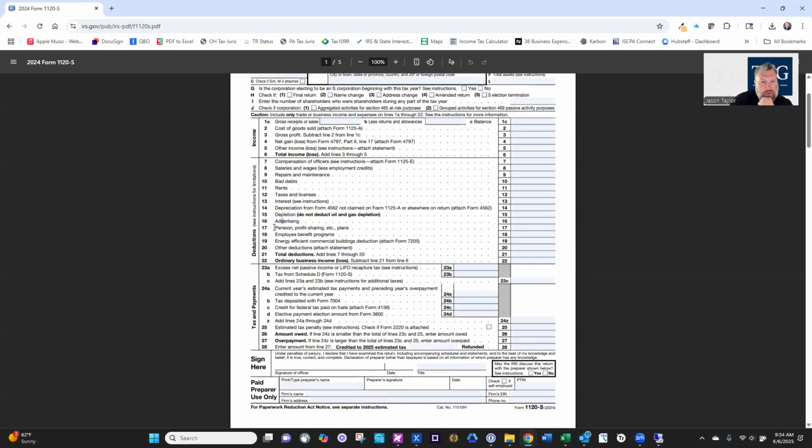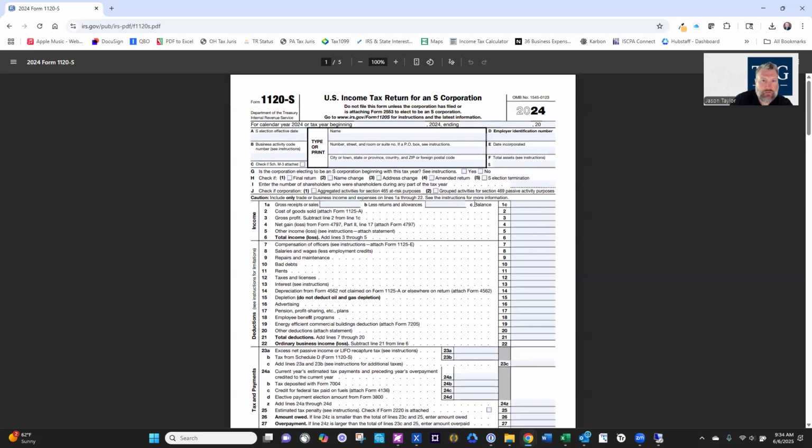Advertising, pension, profit sharing, etc., employee benefits, and then energy efficient commercial building deduction. That's kind of your credits type stuff. And then other deductions, that's where pretty much everything else is going to go. Like I said, the majority of your expenses end up in there. These are just the few items that they have line itemed out. Then line 22 here is what's going to pass through to your taxable income on your 1040.